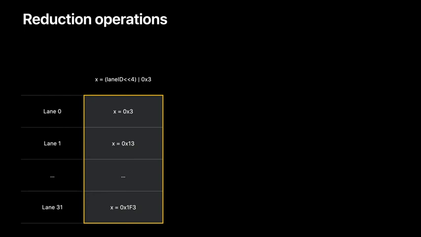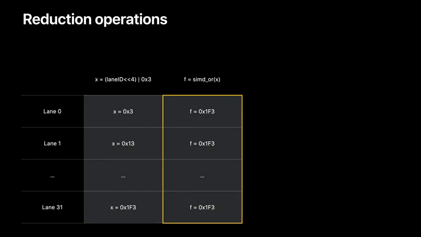Reduction operations are also supported for bitwise operations on integral types. Each lane now has a bit field value manufactured using the lane ID as shown here. We can then use the SIMD_ALL instruction on the variable x. The values of x across all the active lanes are all together and broadcasted back to the variable f. This final value happens to be 0x1f3 in our example.